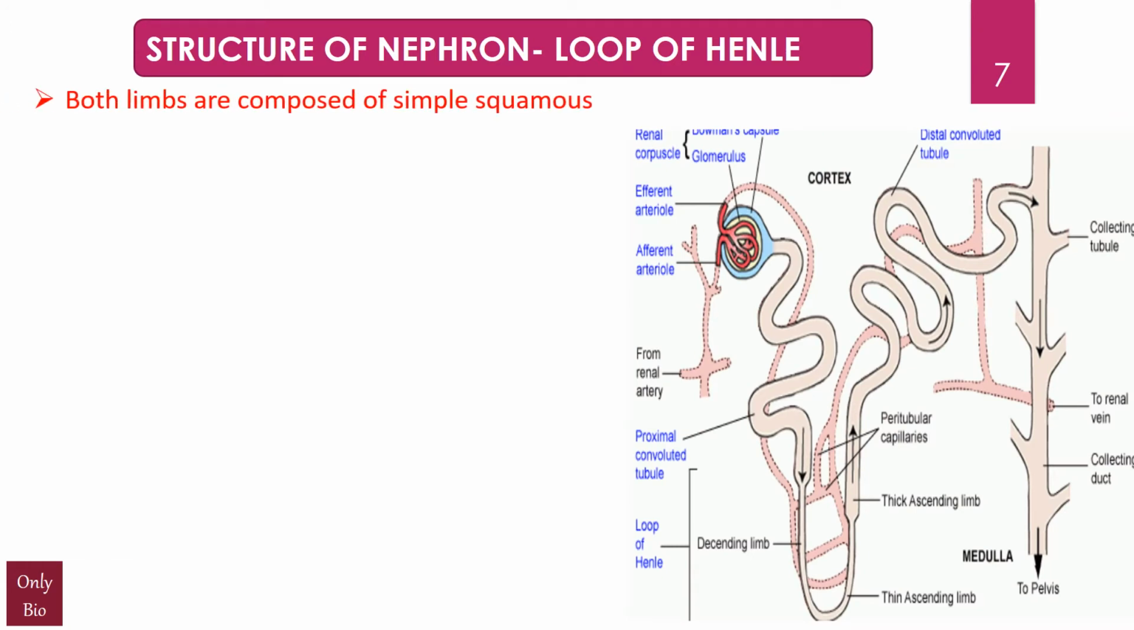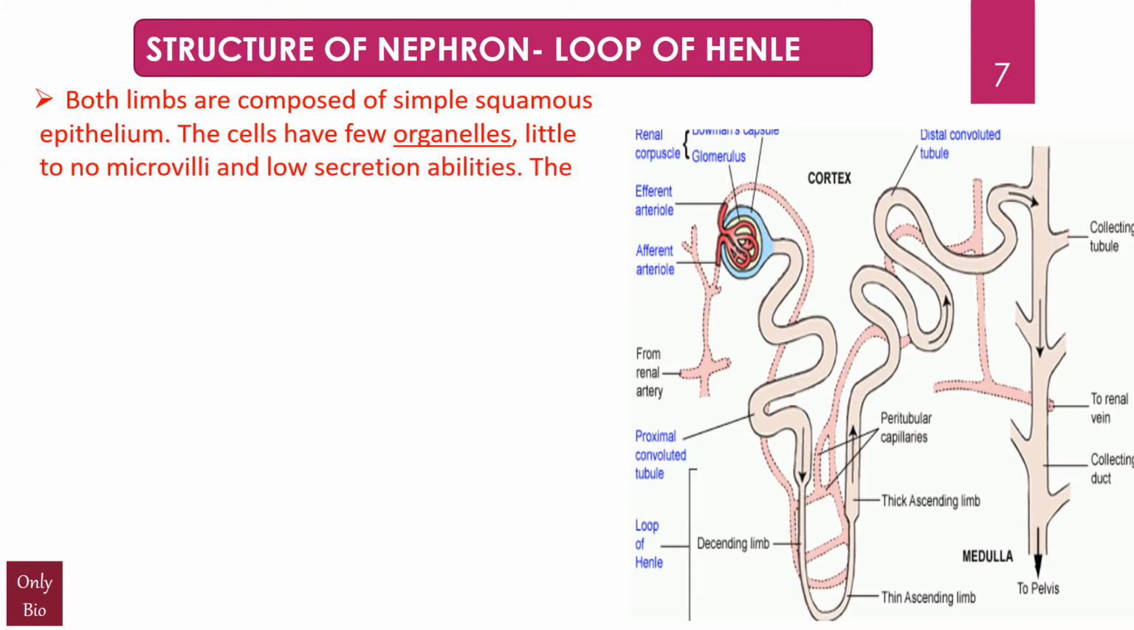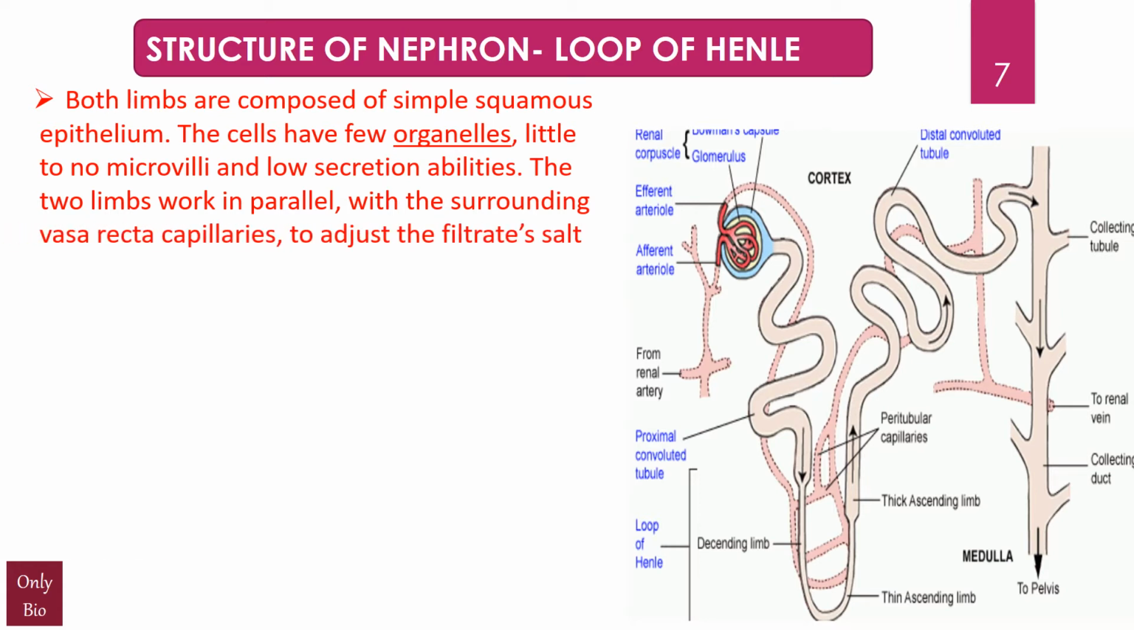Both limbs are composed of simple squamous epithelium. The cells have few organelles, little to no microvilli, and low secretion abilities. The two limbs work in parallel with the surrounding vasa recta capillaries to adjust the filtrates, salt, that is sodium, chloride, potassium, and water levels. Friends, this is what is meant by the counter current multiplier system.